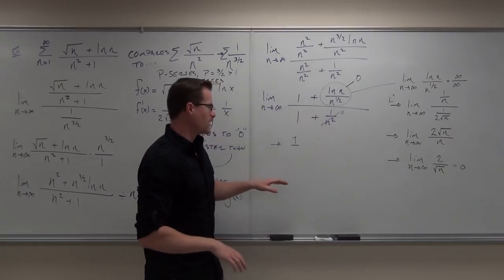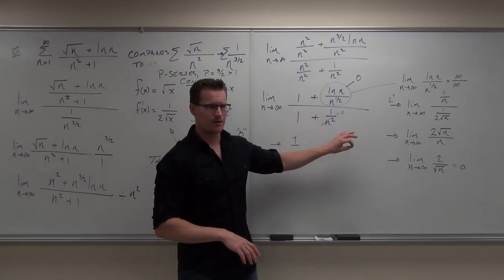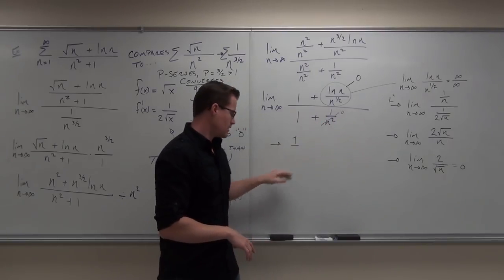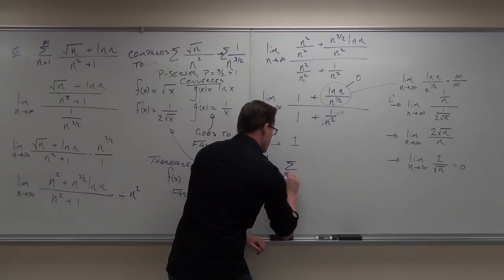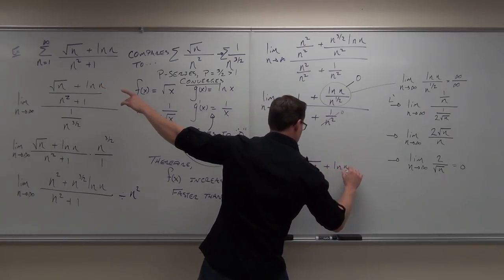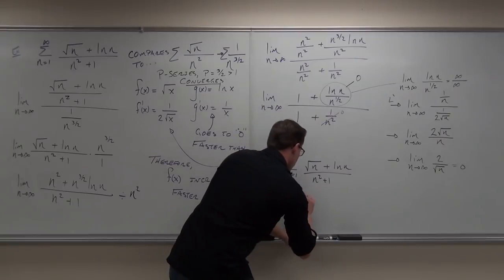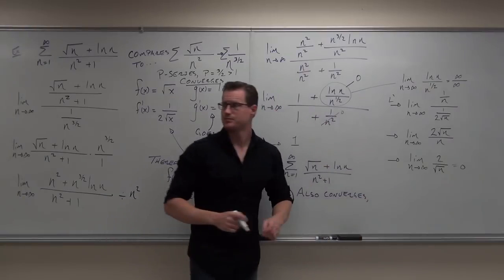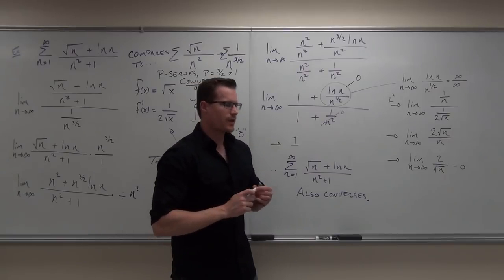So, word for word: since the limit exists, and the series of 1 over n to the 3/2 is convergent by p-series, p is 3/2, greater than 1, then, and this is the only part I'm going to write because I've run out of room, the series that we were given also converges.